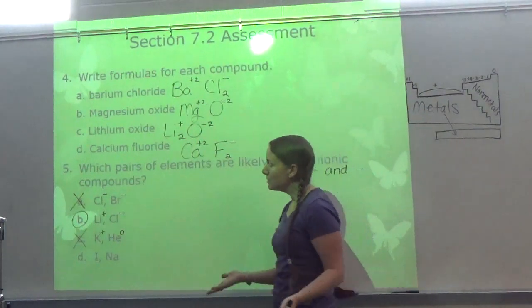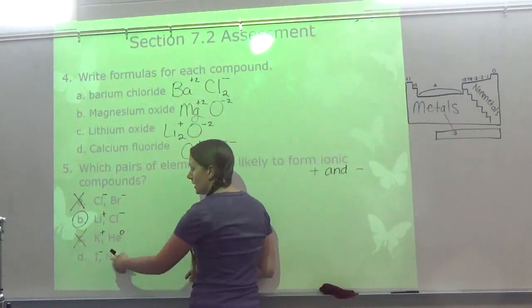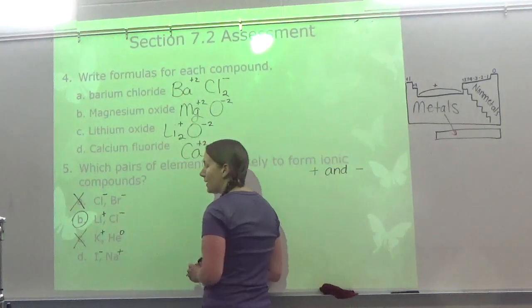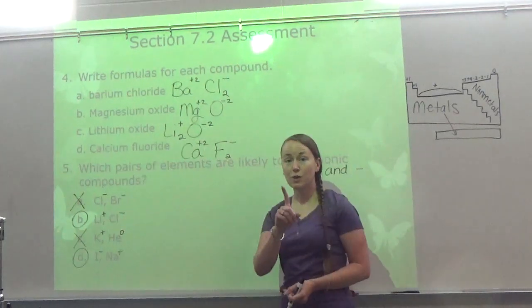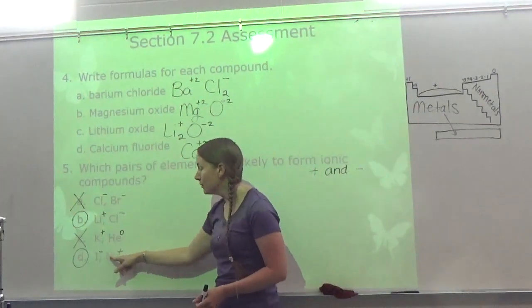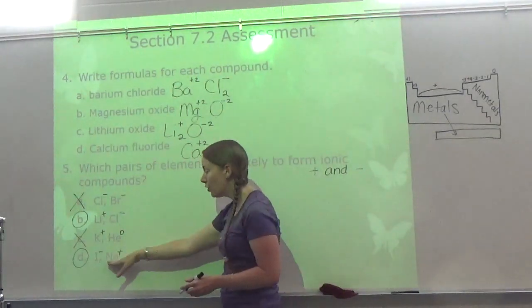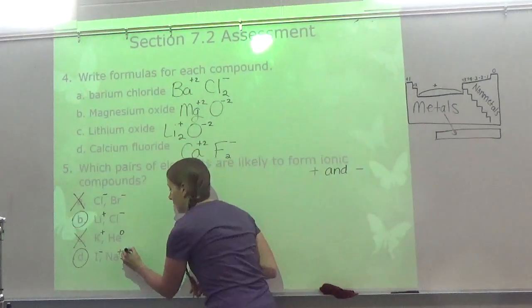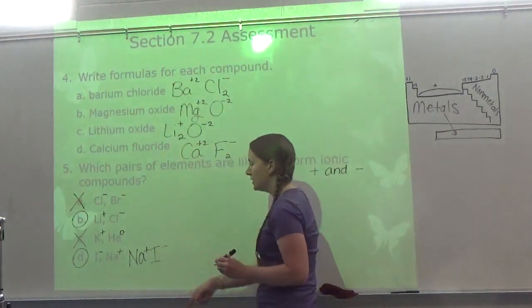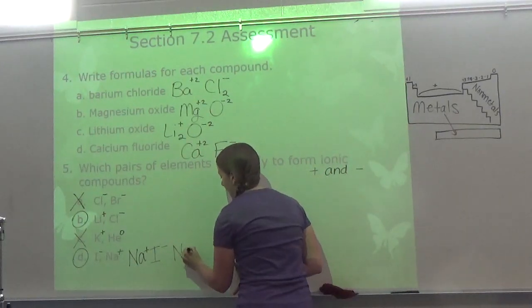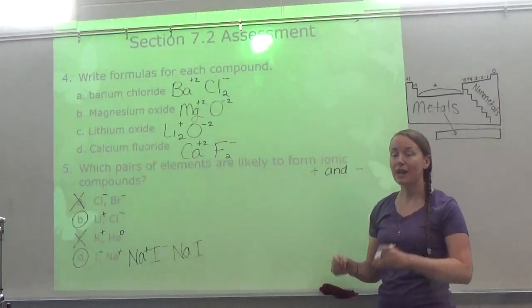All right, and then last one, part D, I is in group 17, so it's -1. Sodium is in group 1, so it's a +1, so this would form an ionic compound. However, I do want to point out, if we were writing the formula, which one has to come first? The positive. So if it told me to write the formula for this, I would say, okay, Na positive, I negative, and I don't need to cross, so it would be NaI. If you put I-Na, that would be wrong, because the positive one has to come first.